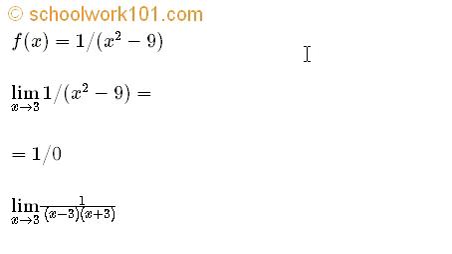Alright, we are looking at infinite limits. And we've got f of x is equal to 1 over x squared minus 9. What we're going to be doing here is finding the limit as x approaches 3 of 1 over x squared minus 9. Well, what I'm going to do here is take the 3 and plug it into our function. It's called direct substitution: 1 over 0.